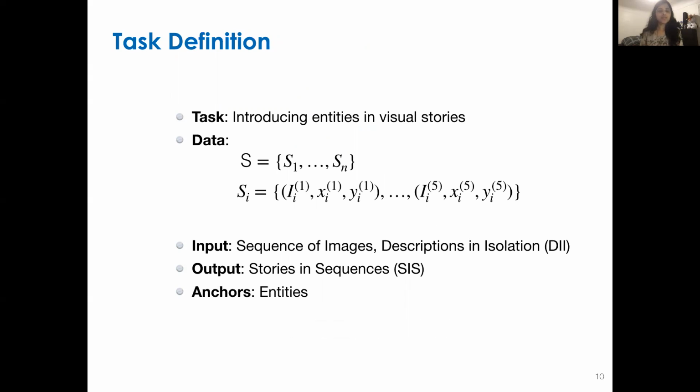Formally, the dataset comprises a set of stories. Each story constitutes a sequence of 5 images denoted by I, descriptions in isolation denoted by X, and story-like sentences in sequence denoted by Y. The input for each instance is a sequence of images and the corresponding descriptions in isolation, and the output is a story in sequence. The anchors are the entities that we are going to look at in a bit and how we represent them.